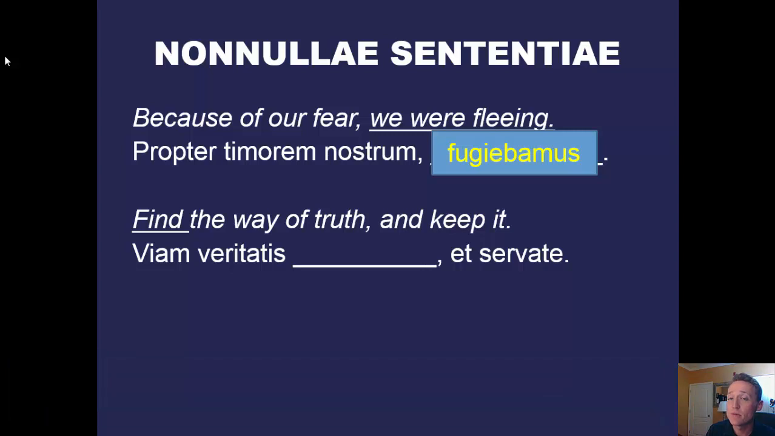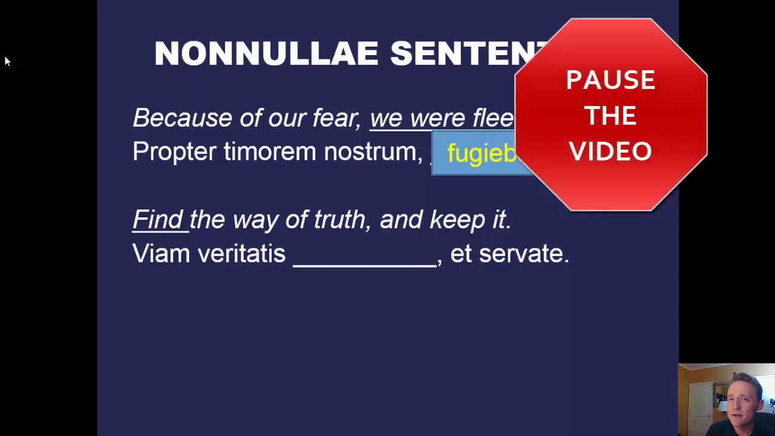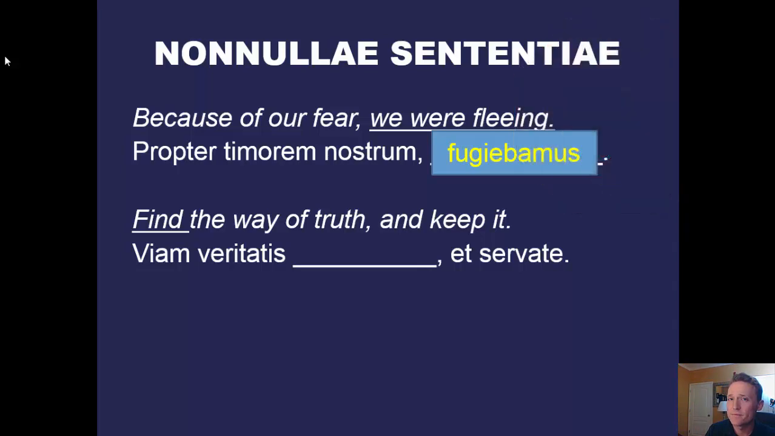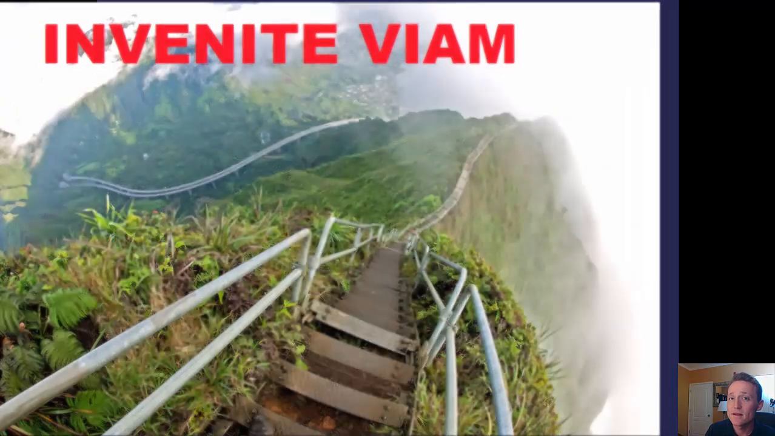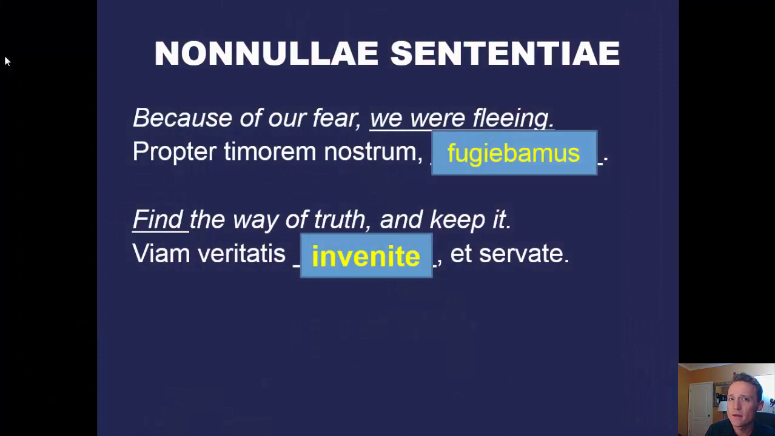Viam veritatis blank et servate. The second verb, servate, will tell you whether I'm speaking to one person or to many. Pause the video, think of your answer, write it down, and resume when you're ready. Did you write invenite, viam veritatis invenite et servate? If you did, you are correct.